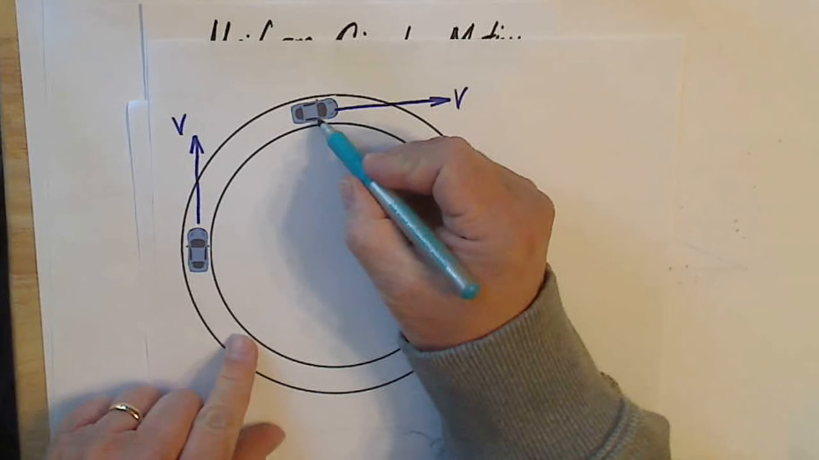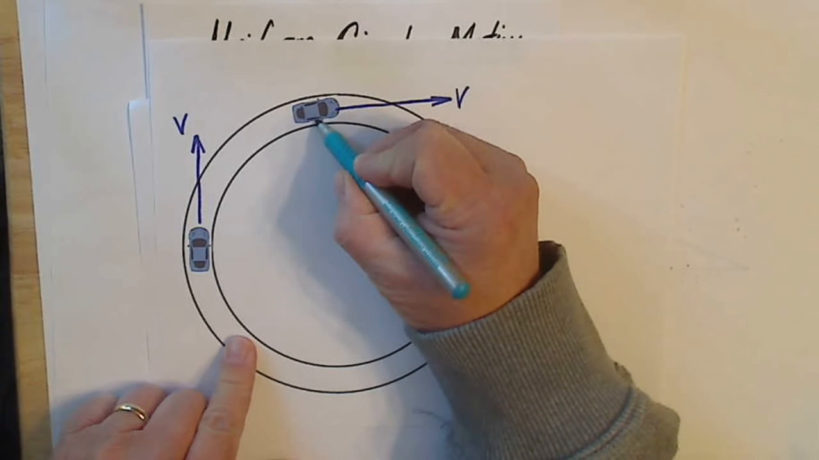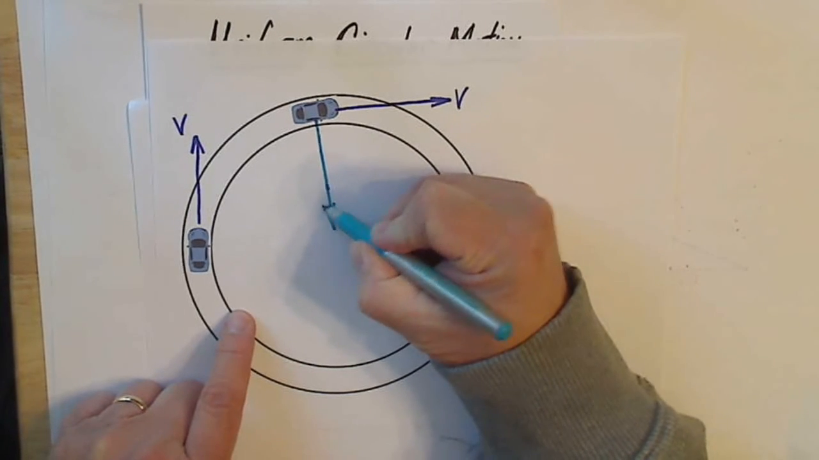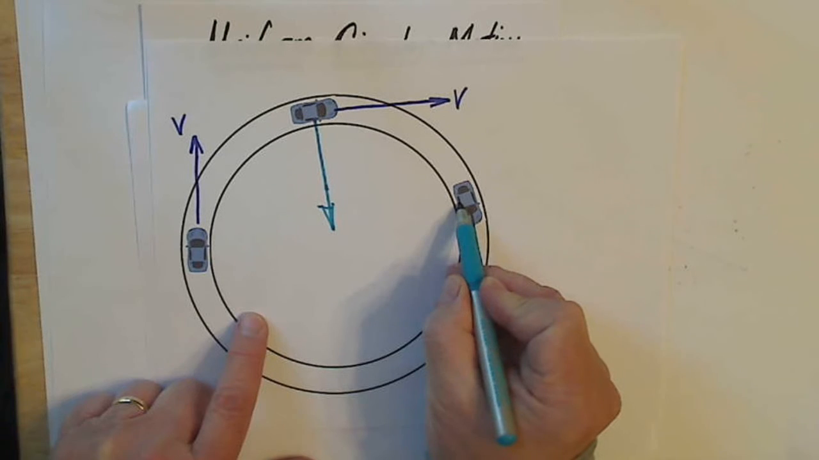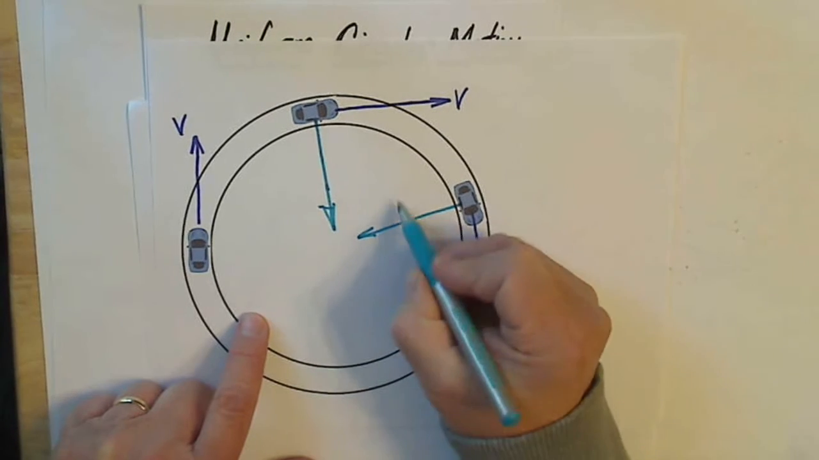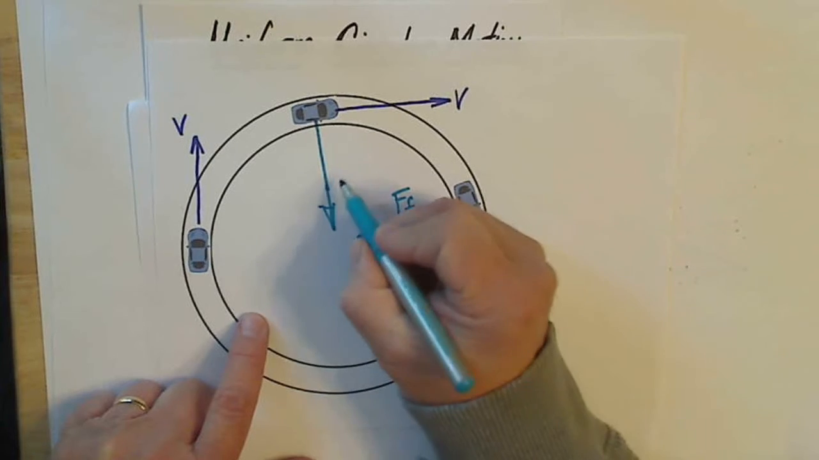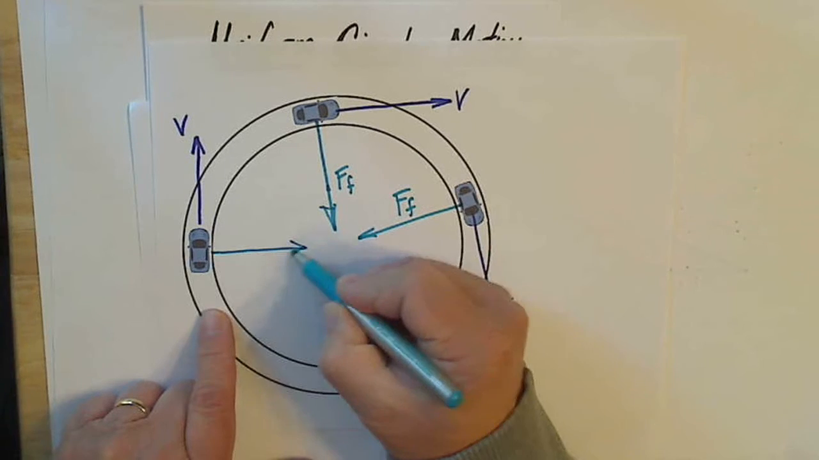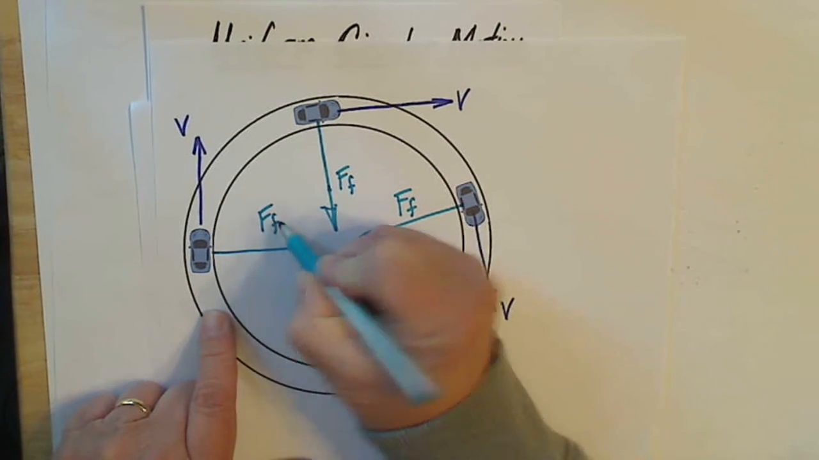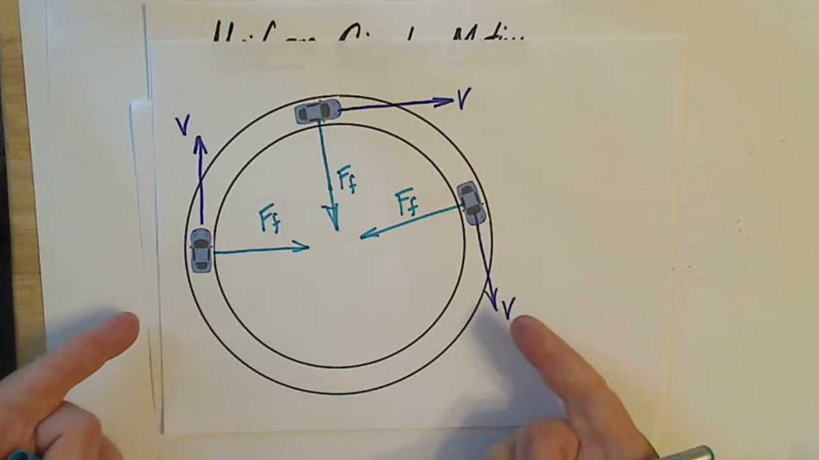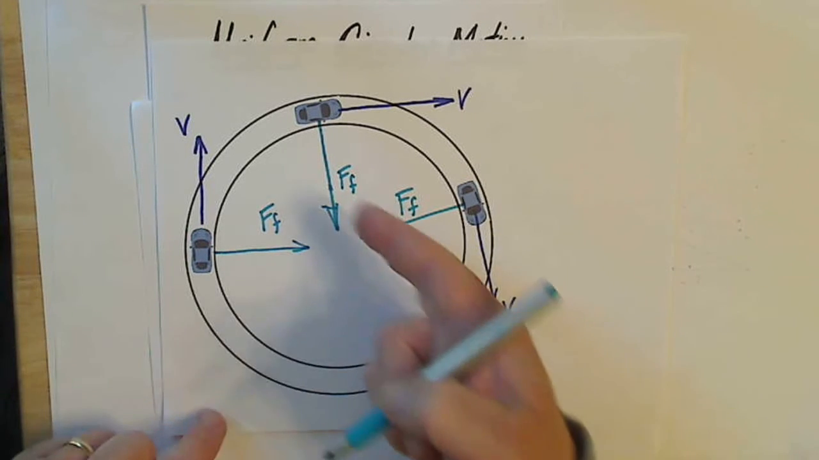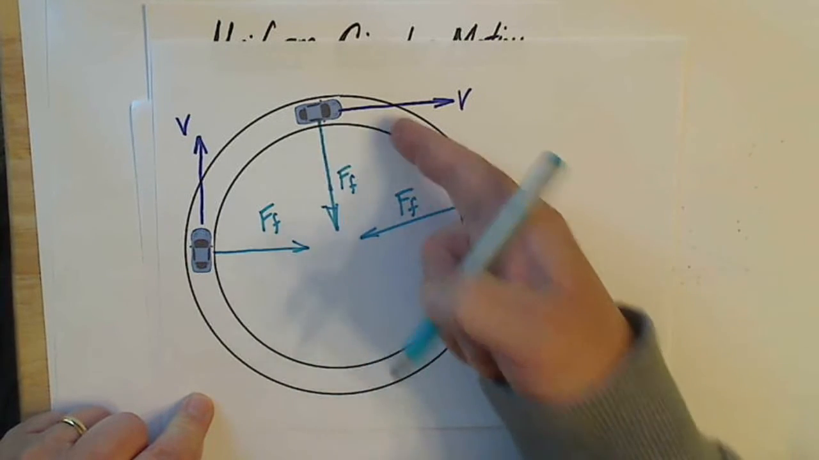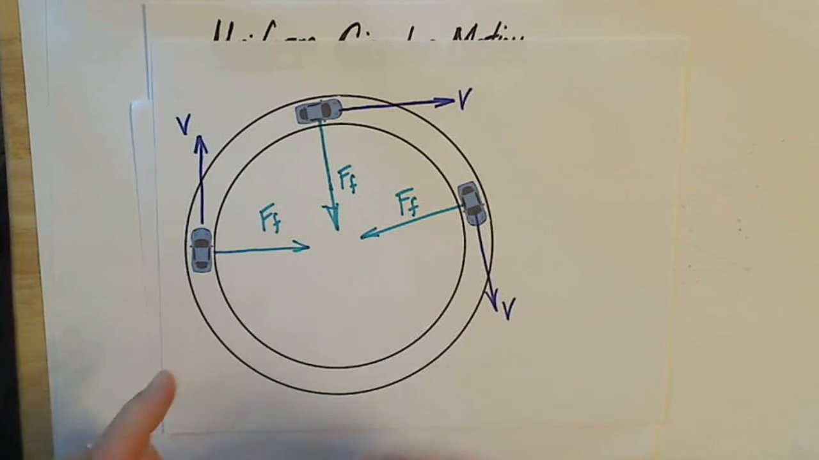So which way is the force pulling on that car? The force of friction on that car is pulling right toward the center. Over here, the force of friction is pulling toward the center. When the car is over here, the force is pulling toward the center. Okay? So in the first example, gravity provided the force that created that curved path. In this example, friction between the tires and the pavement causes the curved path.